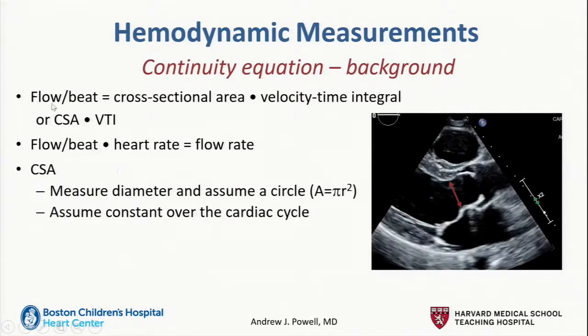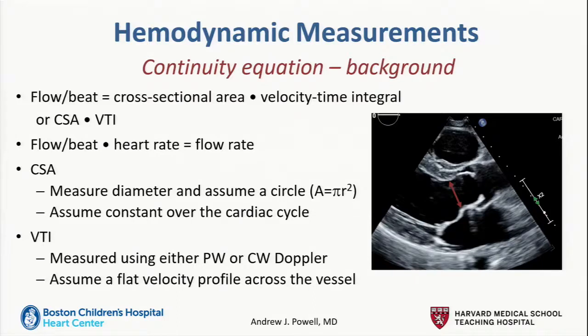So how are we going to measure the cross-sectional area? Well, typically it's done by measuring a diameter and then assuming that this is a circle. Not always true, but that's typically the assumption that's made, and you apply the formula for the area of a circle. And then we also, in these calculations, are assuming that that area is constant over the cardiac cycle, but in reality it's probably not.